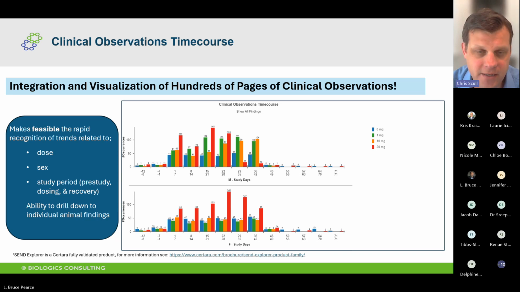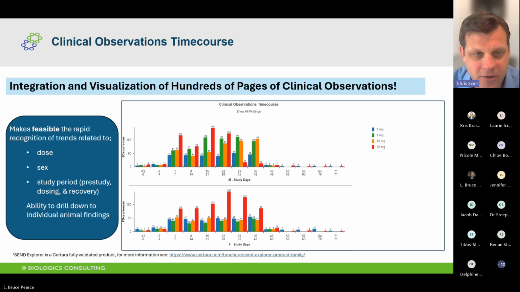I know oftentimes you get a study report and it tabulates, again, the number of clinical observations, but the tables can be hundreds and hundreds of pages long. We can pull this data out for you and look at it, again, in terms of the dose, as well as a time course of clinical observations based on the study day.